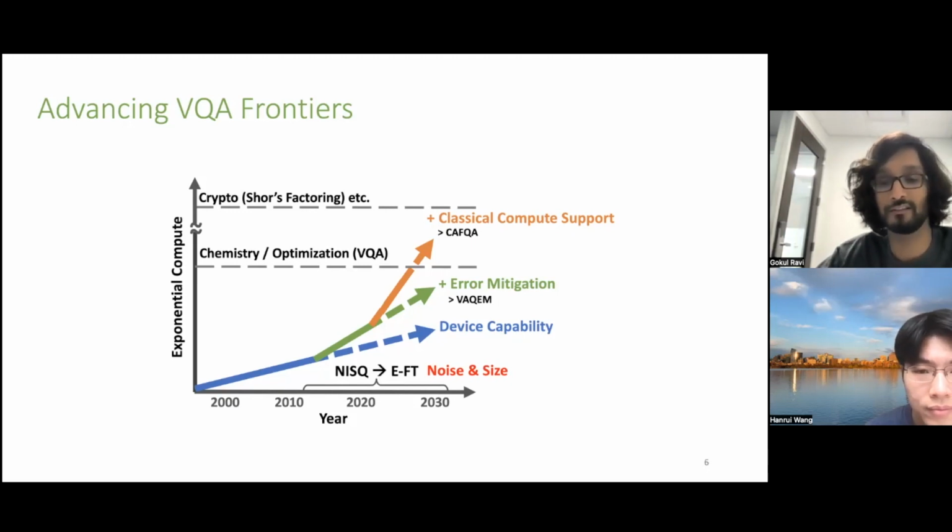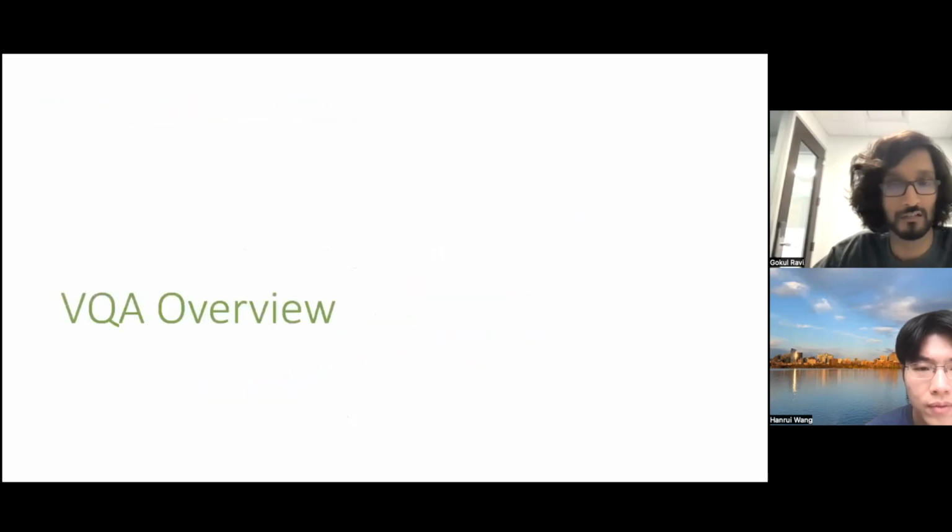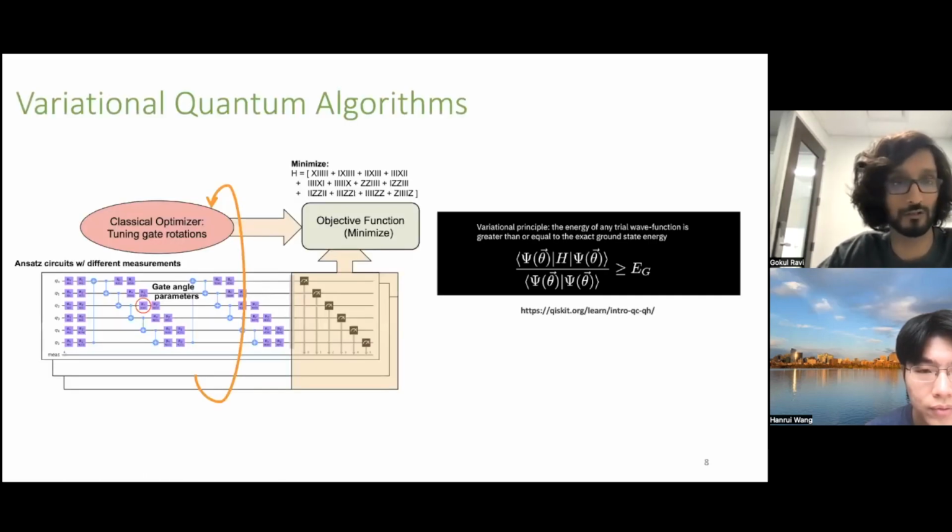And while these are pretty wide areas, I'm going to be talking about two topics over here. VAQEM, which is a technique for error mitigation, and CAFQA, which is a technique for classical initialization for variational algorithms. So I'll start with a brief background on variational algorithms. Some aspects of variational algorithms have already been covered in a more theoretical view, so I'll provide a more practical view, which is necessary in the context of our work.